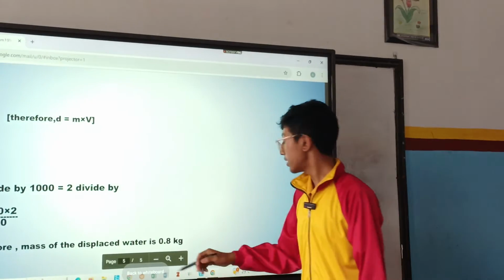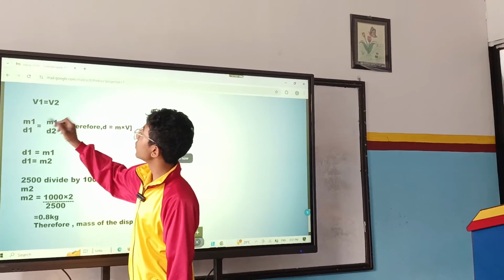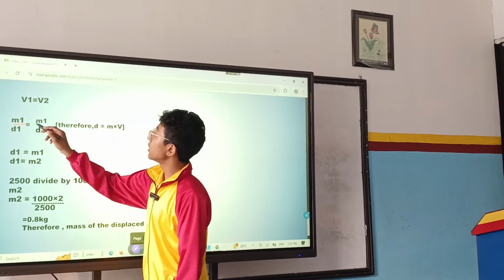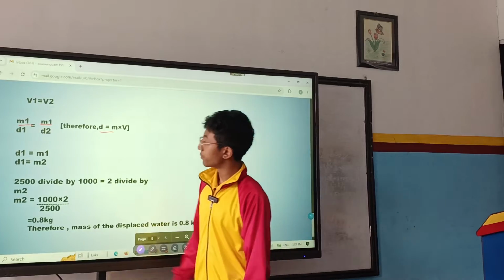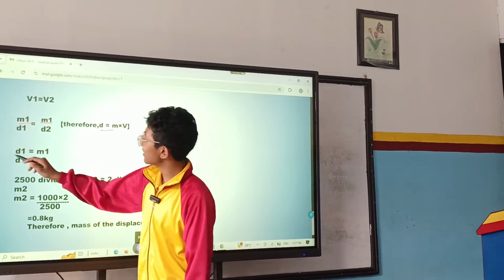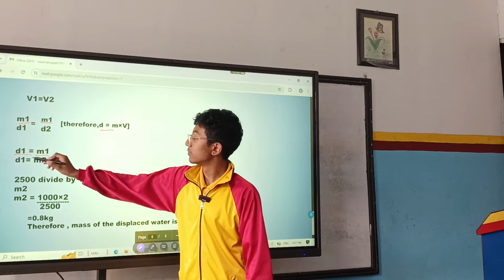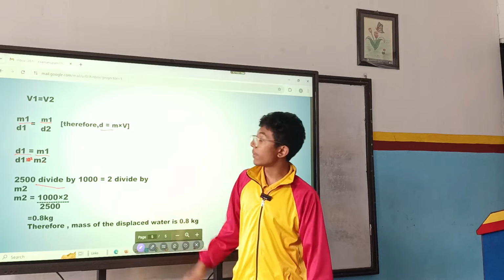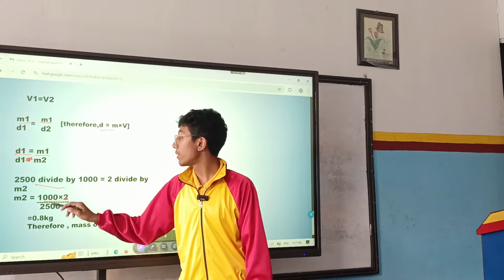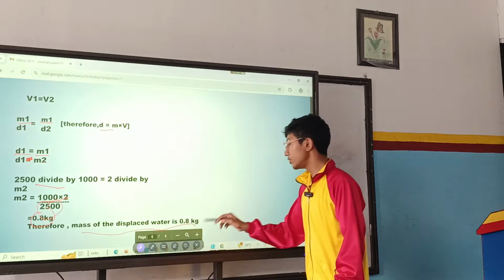So here are some formulas. V1 equals V2, M1 by D1 equals M2 by D2, therefore D equals M by V. D1 by D2 equals M1 by M2. 2500 divided by 1000 equals 2 divided by M2. So M2 is 1000 into 2 divided by 2500. The answer is 0.8 kg. Therefore, the mass of the displaced water is 0.8 kg.